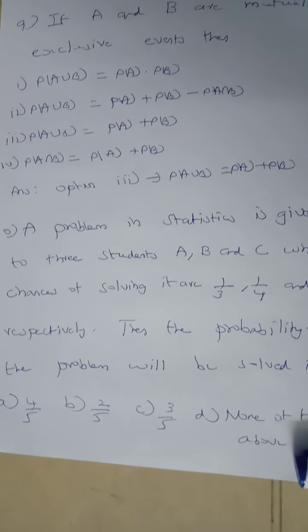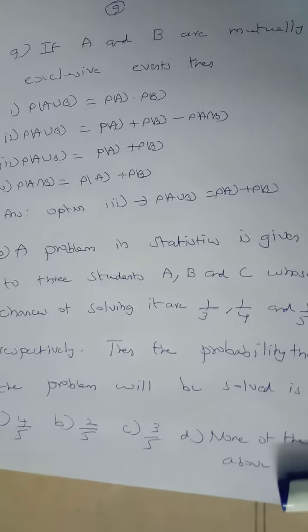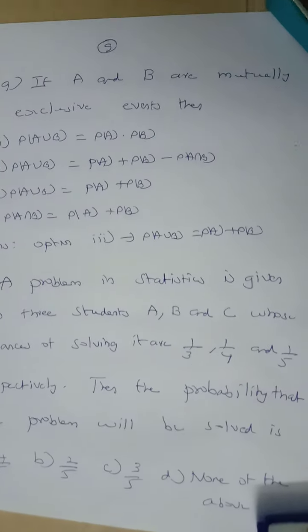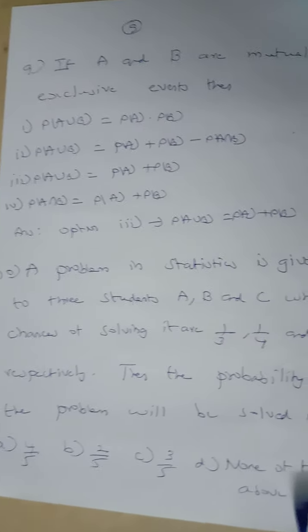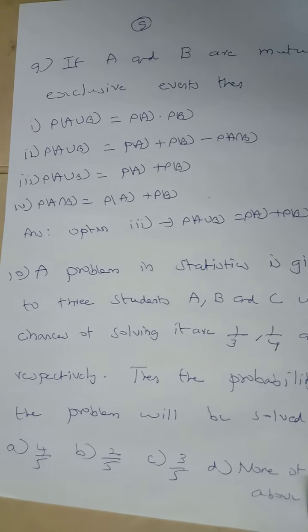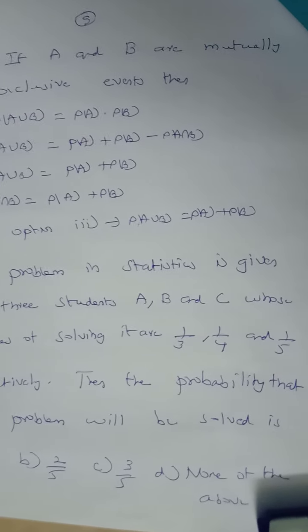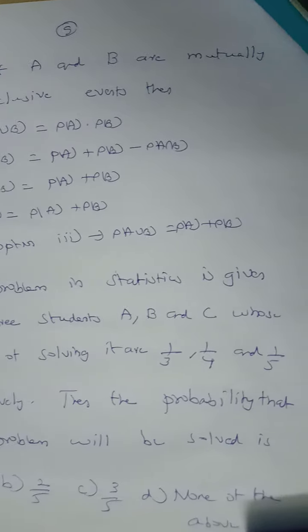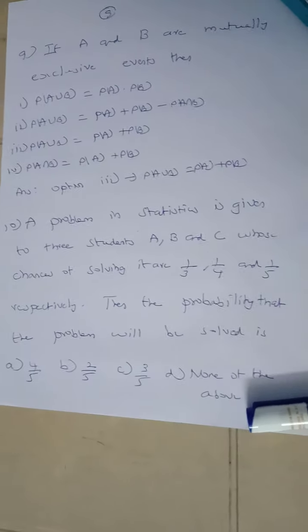Here the basic condition is mutually exclusive events. If A and B are mutually exclusive events, then probability of A intersection B is equal to 0. So the correct option is option 3, probability of A union B is equal to probability of A plus probability of B. Let us move to the last question.